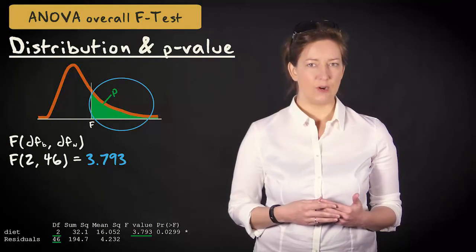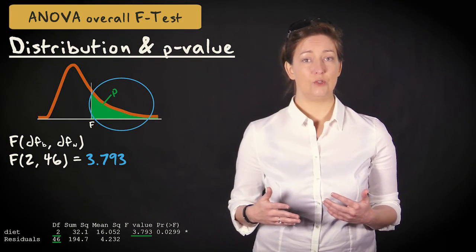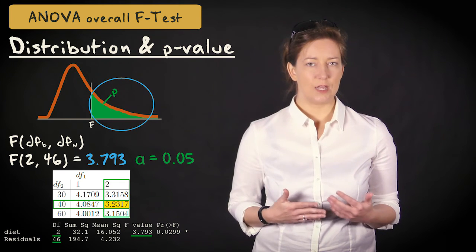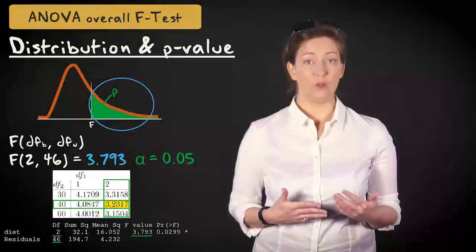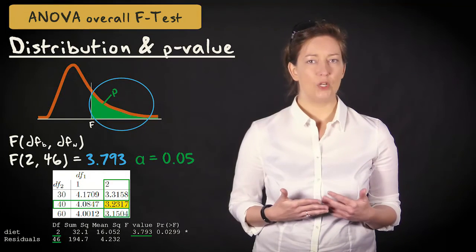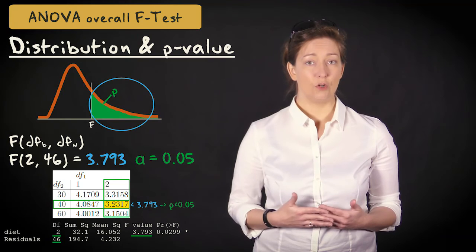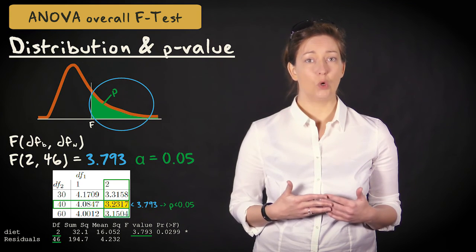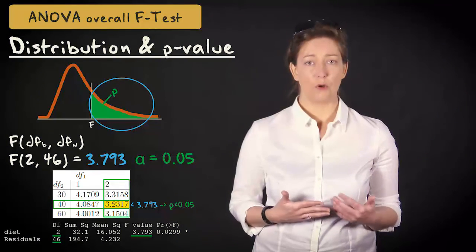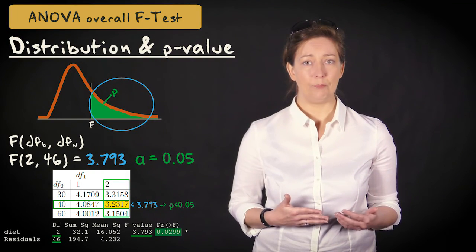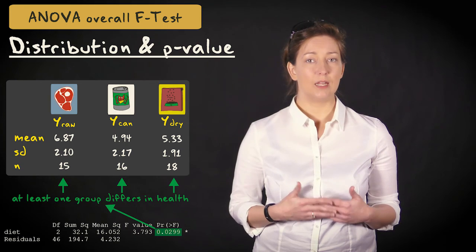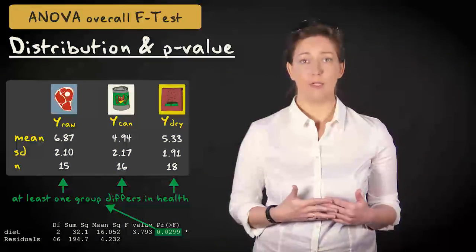Since the F-test is non-directional, we always look in the right tail of the distribution. With the significance level set at 0.05, using a table, we find the critical F value with 2 and 40 degrees of freedom is 3.2317. The observed F value exceeds this value, so we know the p-value is smaller than 0.05. Software provides an exact p-value of 0.03. We can reject the null hypothesis and conclude that at least one of the diet groups differs from the others in terms of mean health rating.